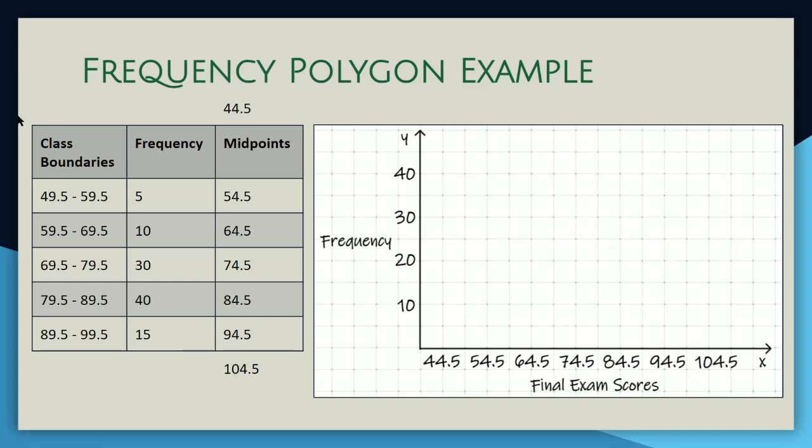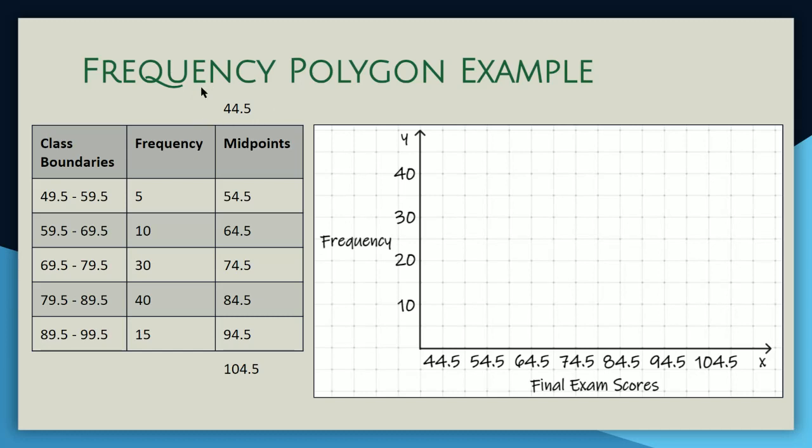So here's the frequency table along with our midpoints, and I've labeled my x and y axes. X-axis is now midpoints, and those midpoints represent those final exam scores for that calculus test. And then the y-axis represents frequency. And I can see from my table the biggest number is 40, so I drew my y-axis so that 40 fits on that y-axis. Next step, we're plotting points, not making bars.